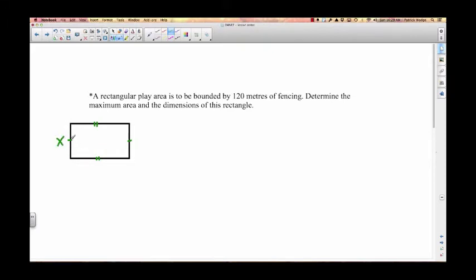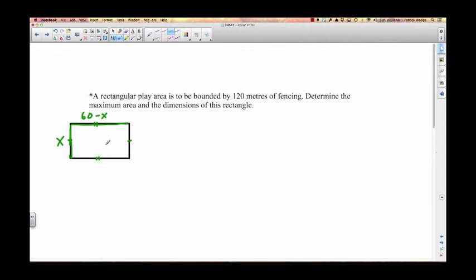Now, if this is x here, how much does this side here, that x side, plus this side here, add up to? Well, if the whole amount equals 120 all the way around, do you see that this plus this must equal 60? Does that make sense? That's half the way, half of the fencing, so half of 120 is 60, so x plus this equals 60. Alright, so what do we call this one then? If this plus this equals 60, then this one's called 60 minus x.